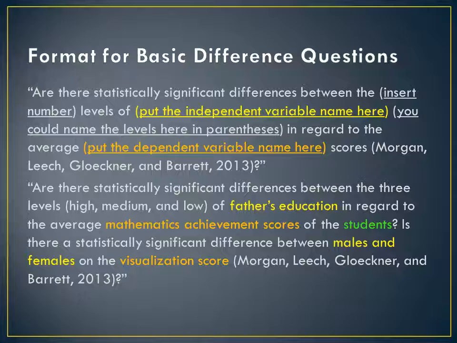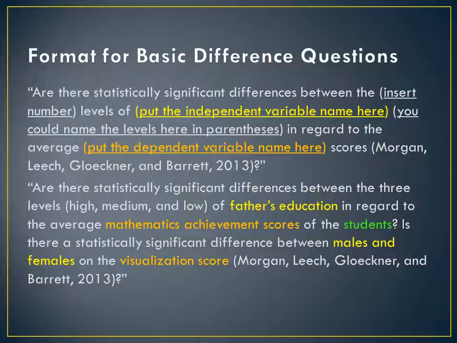Are there statistically significant differences between the number of levels is inserted here? Then you also put in your independent variables. Look at the yellow item. In regard to the average, and then you're going to list your dependent variable, scores. Are there statistically significant differences between the three levels of father's education in regards to the average mathematics achievement scores of the students? Is there a statistically significant difference between males and females on the visualization score?